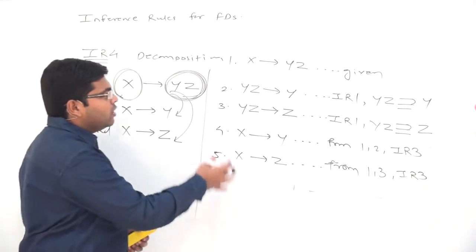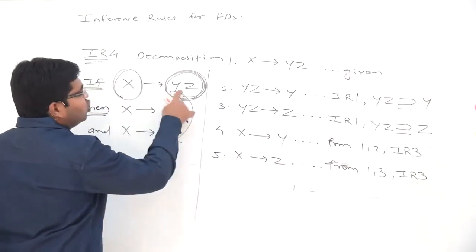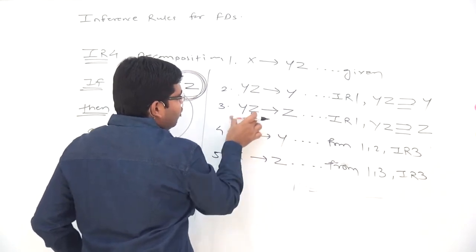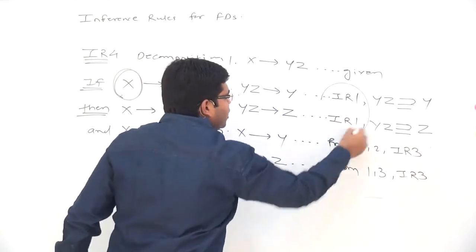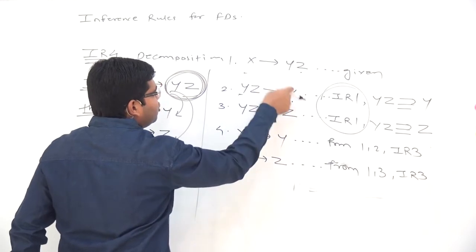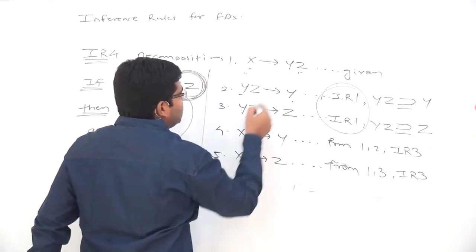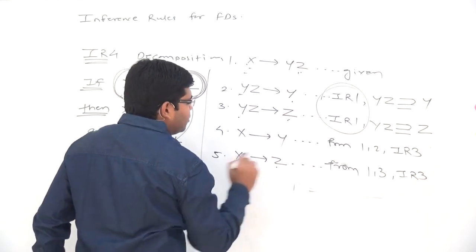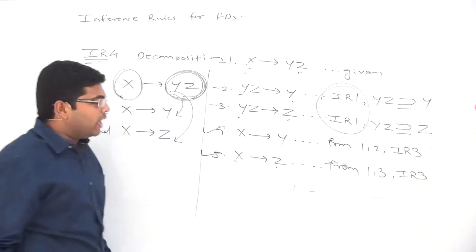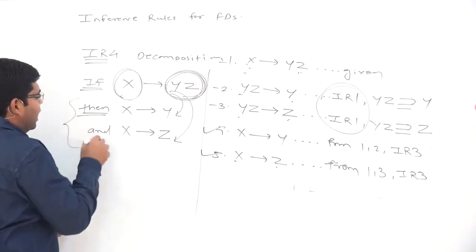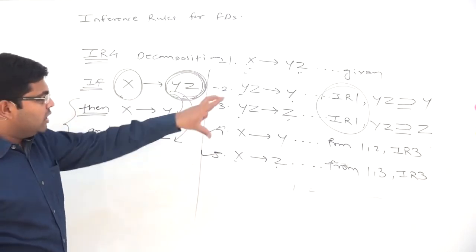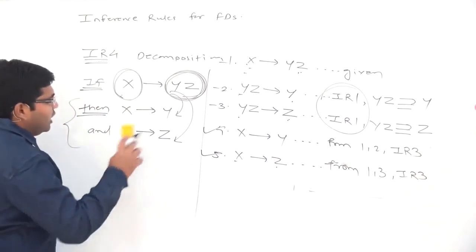I hope you are very clear with this proof. I will go through this once again. X gives YZ is given, YZ gives Y, you can always write down because of the reflexive rule. YZ gives Z, you can always write down again because of the reflexive rule, IR1. X gives YZ, YZ gives Y, apply transitivity, you will get X gives Y, and X gives YZ, YZ gives Z, apply transitivity, you will get X gives Z. And therefore, from 1, 2 and 3, we conclude 4 and 5, and that is why this particular inference rule is proved with the help of IR1 and the statements 1 and 2. Now, let us see certain examples here.